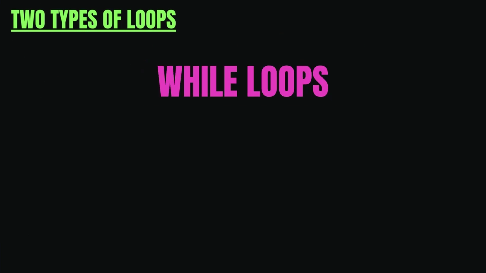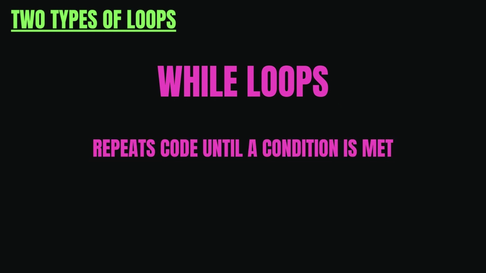Now let's cover the second type of loop, a while loop. This is easier to understand than a for loop. It simply repeats a bit of code until a certain condition is met. For example, the condition could be, if score is greater than 10. Once score is less than or equal to 10, the loop will end.